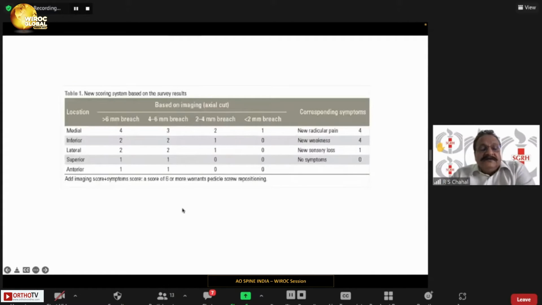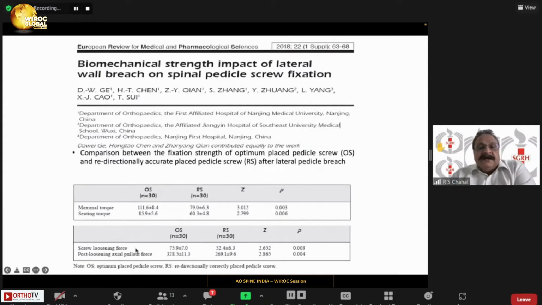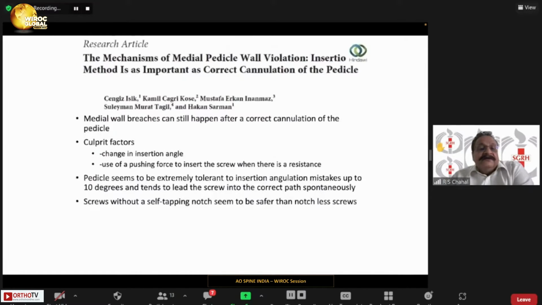Based on this, they came up with a new scoring system which looks at the location of the breach, the amount of the breach, and the symptoms it has caused. If the score is more than 6, it warrants a pedicle screw repositioning. If you look at the mechanical strength of a lateral breach on a spinal pedicle screw fixation, looking at the maximum torque and seating capacity, the repositioned screw doesn't have a major difference and we can get away with it.